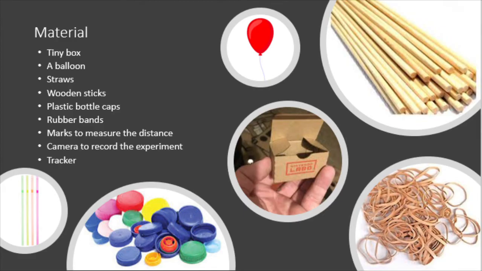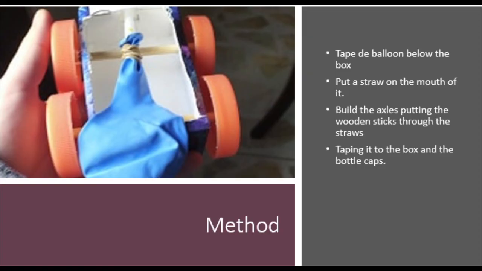The materials that I will use will be a tiny box, a balloon, straws, wooden sticks, plastic bottle caps, rubber bands, a mark to measure the distance, a camera to record the experiment, and the tracker app. The method I use is the next one. First, I tape the balloon below the box and put a straw on the mouth of it. Then I build the axles, putting the wooden sticks through straws and taping them to the box and bottle caps. Finally, I put my phone on the box with the tracker app.